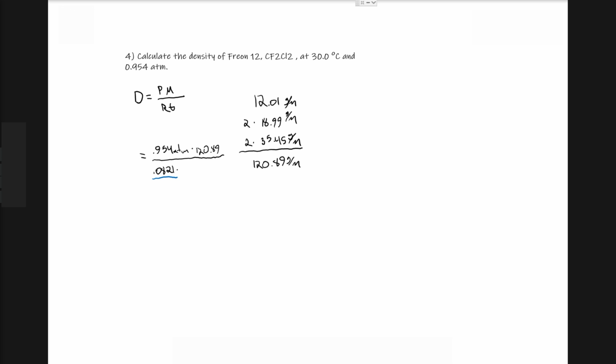So don't forget to add 273 degrees to the 30 degree value that we were given. So you add that together, and what we actually have is 303 degrees Kelvin. And when you do the math on this, you should get around 4.64 grams per liter. And remember, grams per liter is our units of density. So that is our final answer.